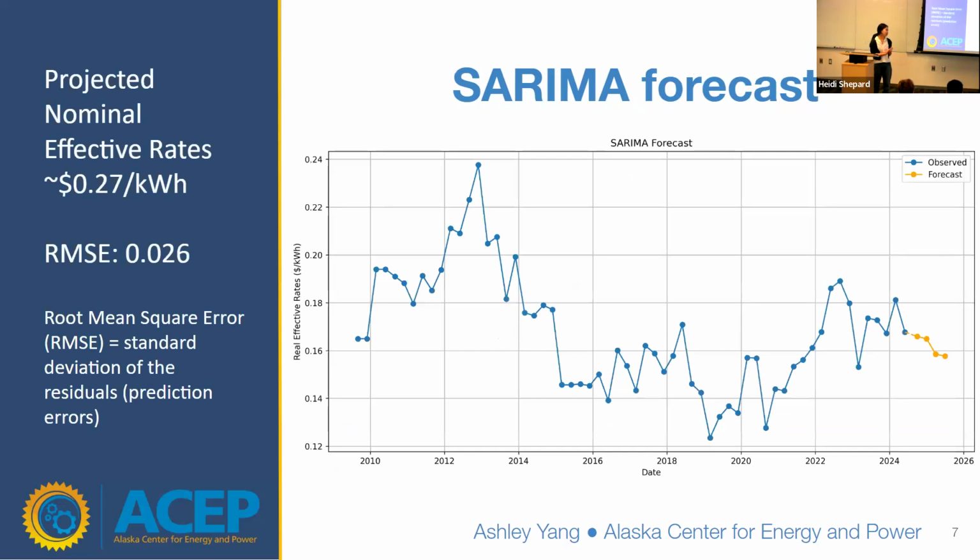This is my first model. It predicted around 27 cents a kilowatt hour. And my RMSE is 0.026. That's a metric to determine how well your predicted points are around the actual point. So the lower the better.